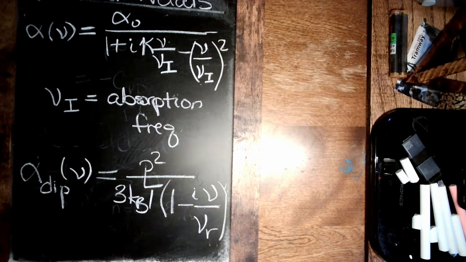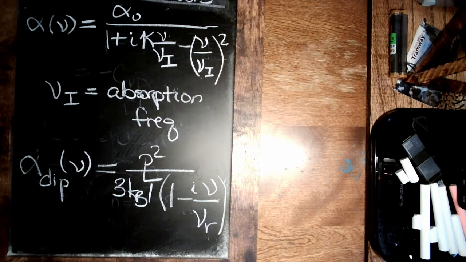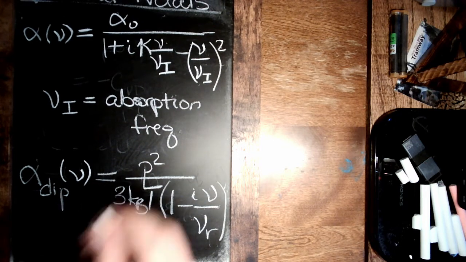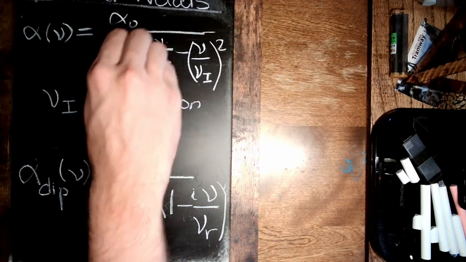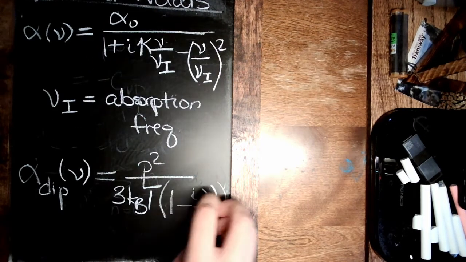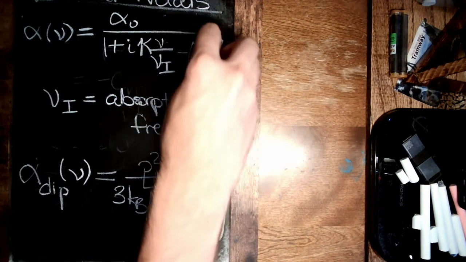Here, again, that's a property of the material. This has to do with the relaxation of the electrons in the system. So with these two expressions, you can see both times that there's a nu in the equation. It's i times nu, it's i times nu, or in this case, it's nu squared.